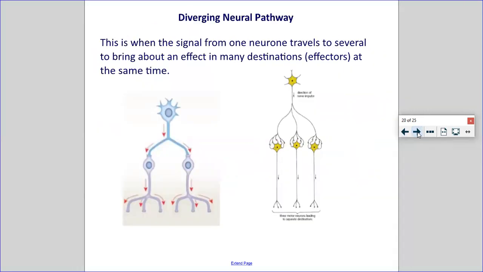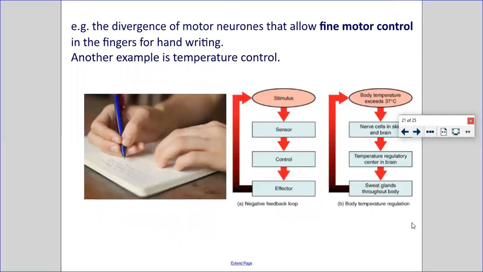A diverging neural pathway is almost opposite. You can see in the diagram that rather than coming together as in converging, diverging means that it's going to more locations. You can see that it's splitting up and spreading out. So when you want to send an impulse to lots of different places at the same time, a diverging neural pathway is very useful. Examples of this include trying to write something. So fine motor control. When you hold a pen and control the movement of it, there are many muscles involved. So many muscles need to receive signals at the same time in order to carry out fine motor control. So a diverging neural pathway would be used.